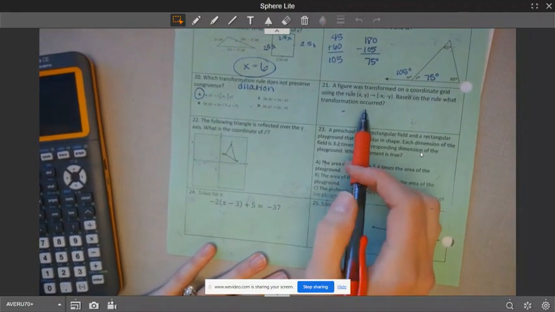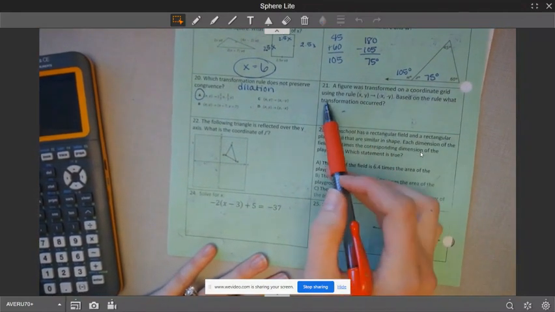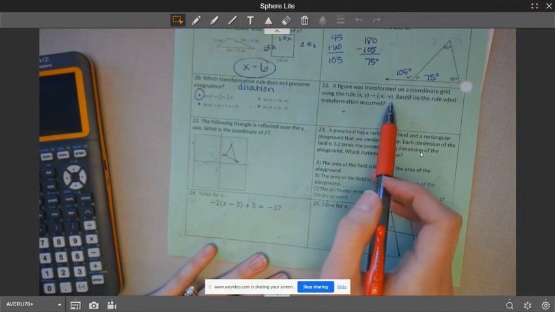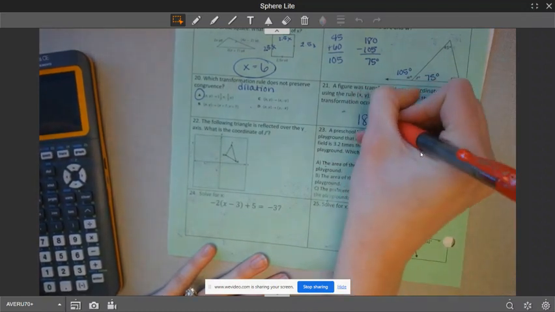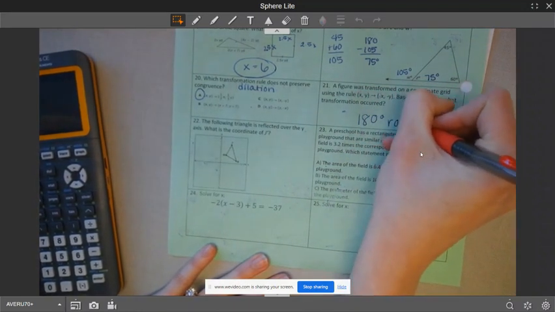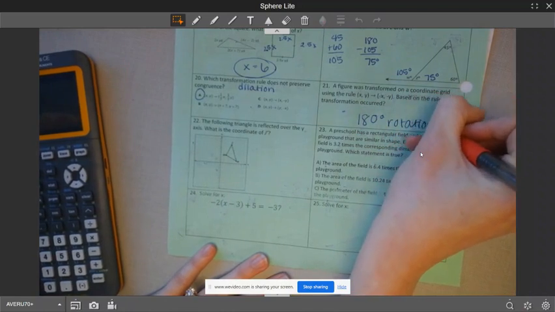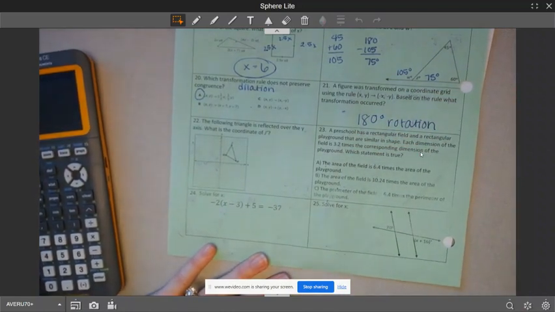21, a figure was transformed on the coordinate grid using the rule (x, y) becomes (negative x, negative y). Based on the rule, what transformation occurred? When the letters are in the same spot and they are both negative, it is a 180-degree rotation. It does not matter which direction you move, it will be the same.